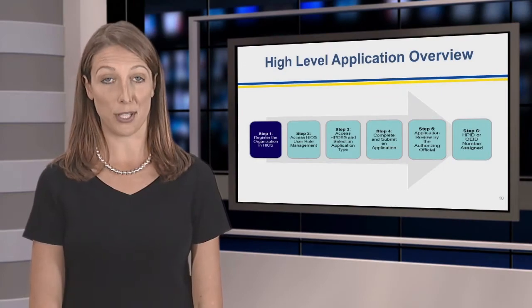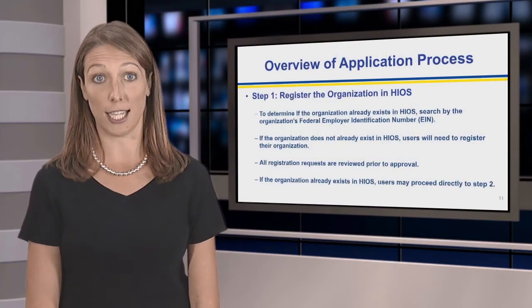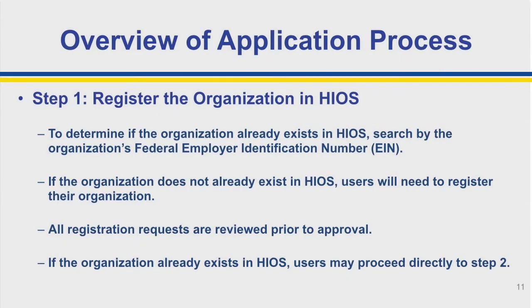The first step is registering the organization in HIOS. To begin the application process, you will need to register the organization within HIOS. We currently have a large database of organizations in the system. If your organization already exists in HIOS, you may proceed directly to Step 2 of the application process, which we will discuss next. In order to determine if your organization is registered, you can search by their federal EIN.